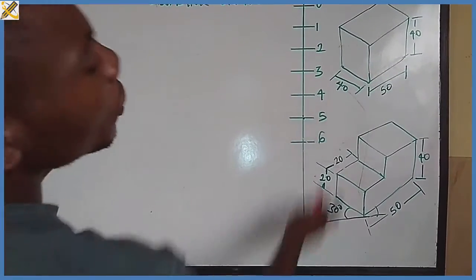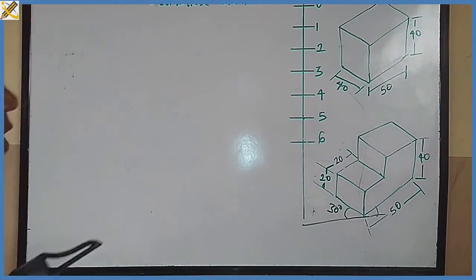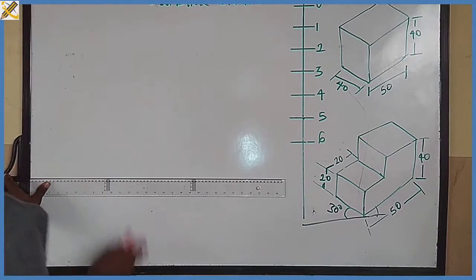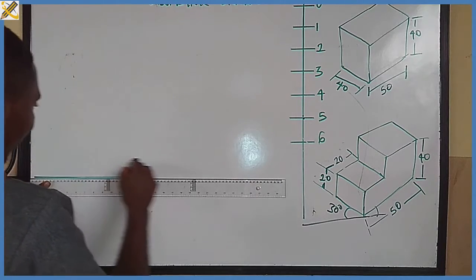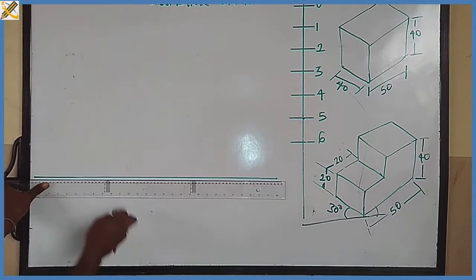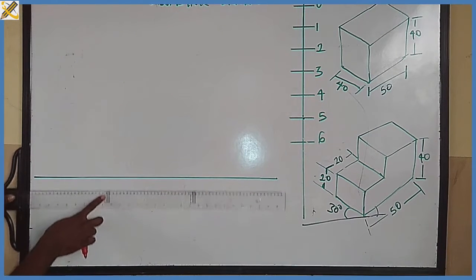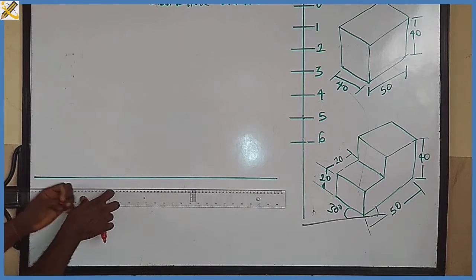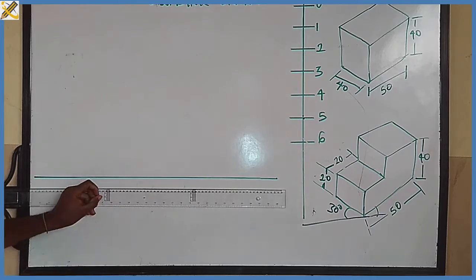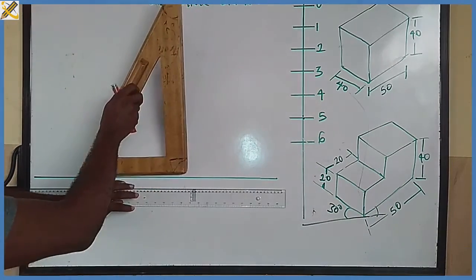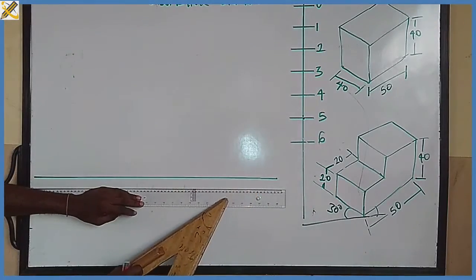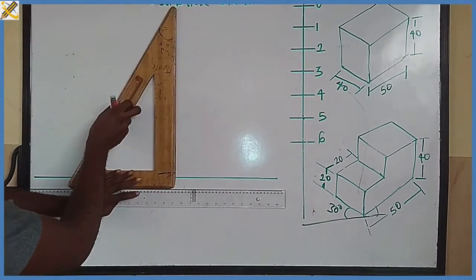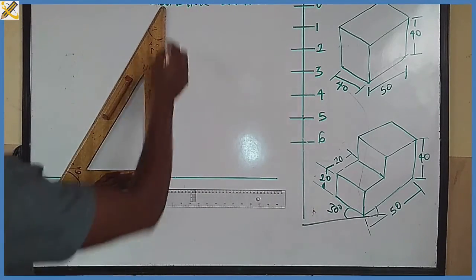Okay, so to produce this object on the screen now, the very first thing we are going to do is to produce our horizontal line in this one. After producing our horizontal line with our t-square, ensure it doesn't shake, ensure it flushes. Then the next procedure is to produce a vertical line. Your t-square is sitting perfectly on the board and your set square sitting on it in this manner. Then you draw.